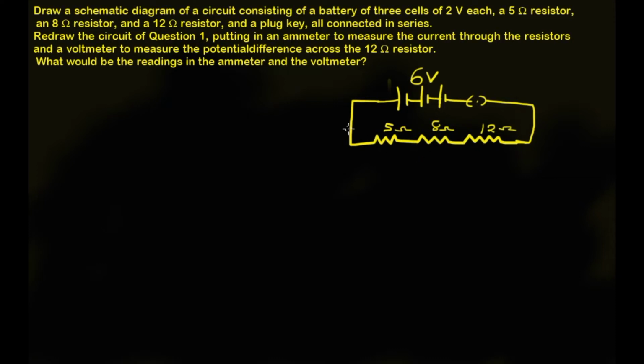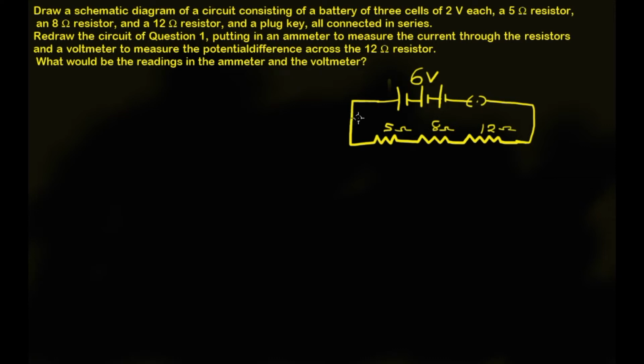Now the second part of the question is to redraw the circuit diagram, putting an ammeter to measure the current through the resistors and also a voltmeter to measure the potential difference across the 12 ohm resistor. What would be the readings in the ammeter and voltmeter? Means we need to find the total current in the circuit and the potential drop across 12 ohm resistor.